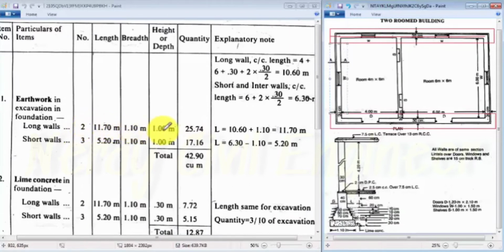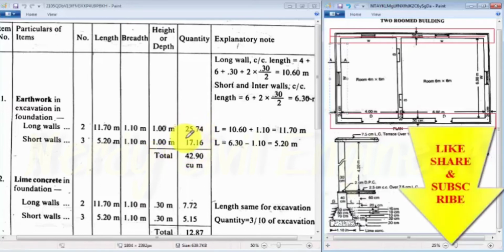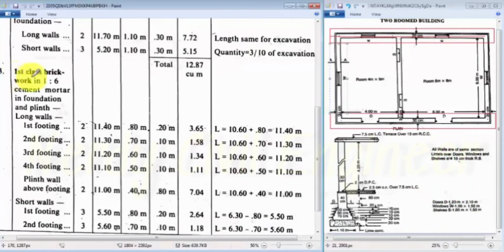See in the table, we put the breadth from the cross section. Height is calculated starting from the concrete foundation to the ground level. And there are 2 long walls and 3 short walls in the number section. Now after multiplying everything, we will get the quantity.